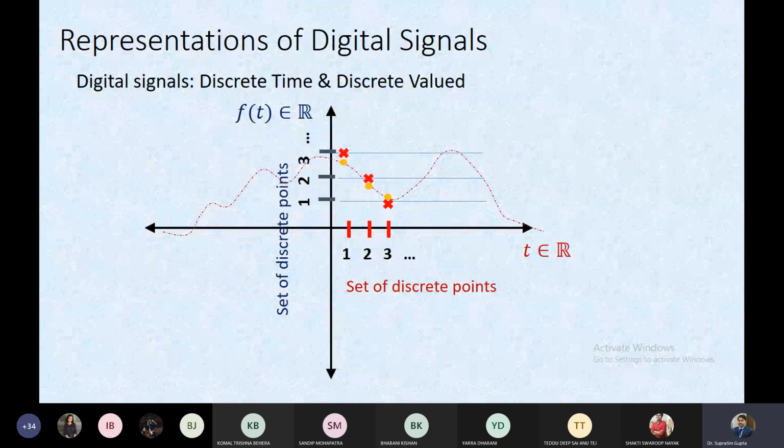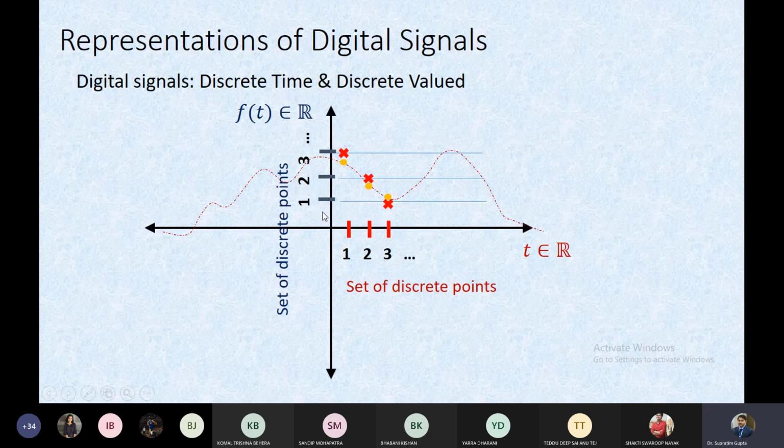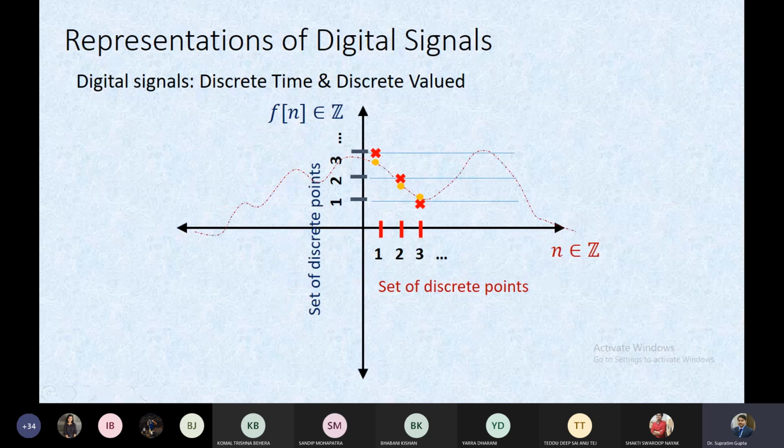And as you have already seen, how these digital signals are represented. Okay, so first we get a discrete-time and discrete-value signal. For that we sample. So this is discretization in the time domain, and then discretization in the value or magnitude. Okay, so a set of discrete points in time and a set of discrete points in value. And so whenever we specify a digital signal, the functional value belongs to Z, which means the integers.